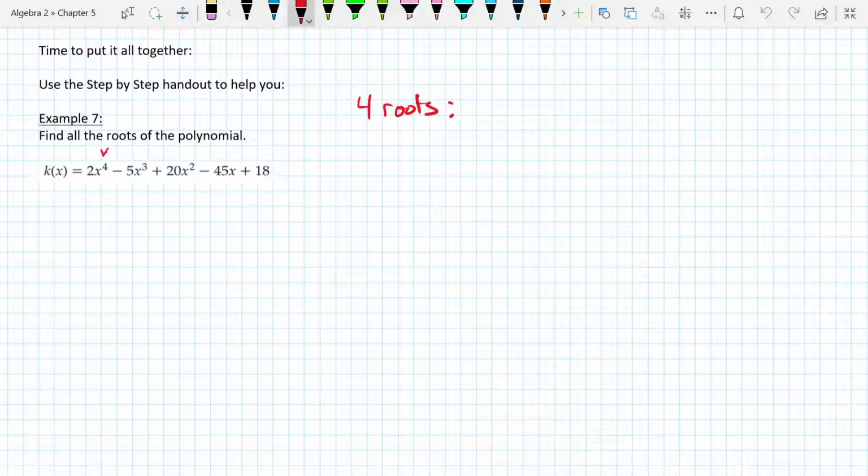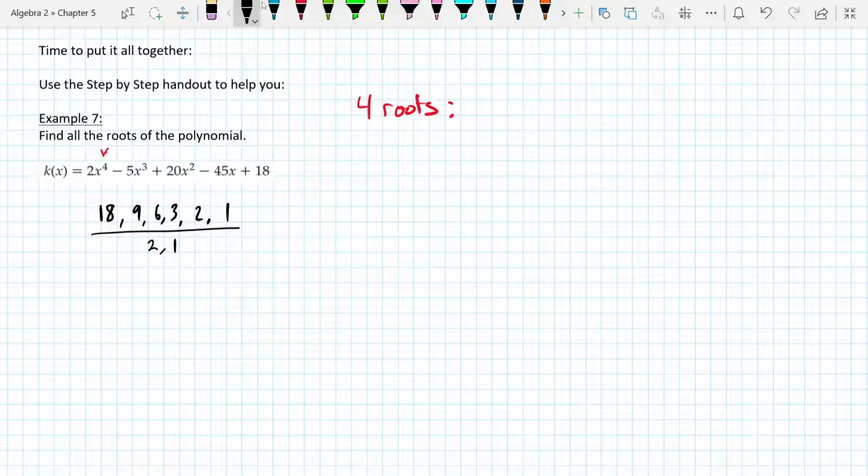Step 3, determine the possible rational roots. This is the rational zero theorem. I take my constant term, 18, and look at all of its factors, 9, 6, 3, 2, and 1. And look at the leading coefficient, and that's a 2 there, so we've got 2 and 1. And now I start listing them all out.